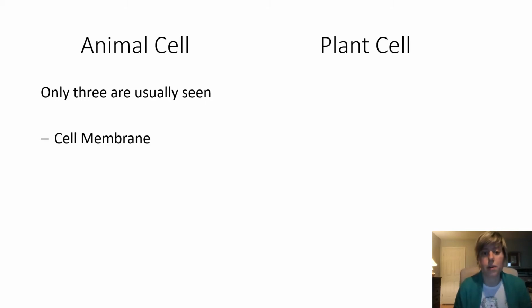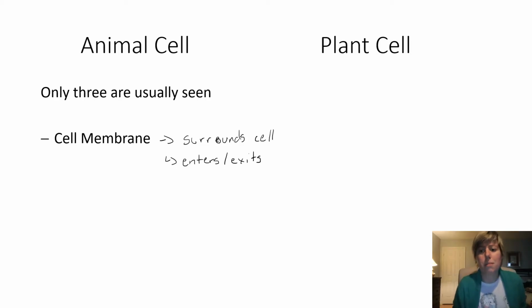So the key organelles that we have in the plant cell and the animal cell, we don't see all of them. So we're looking at the animal cell, there's only 3 that we actually see. The first being our cell membrane. And again, our cell membrane is the component that surrounds the cell, and it basically determines what enters and exits the cell. So an analogy for a cell membrane would be like the doors of the cells.